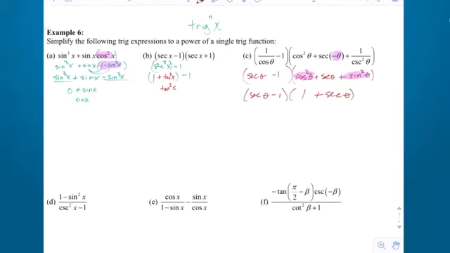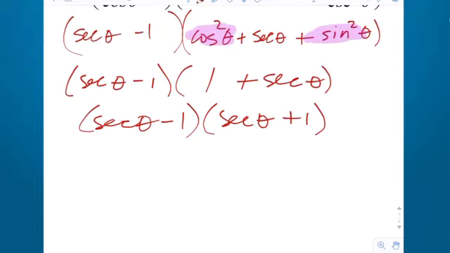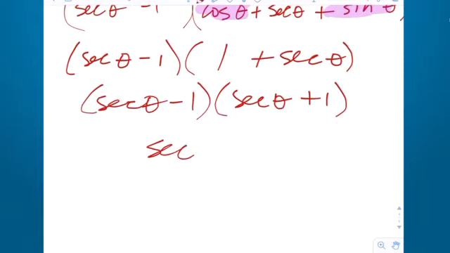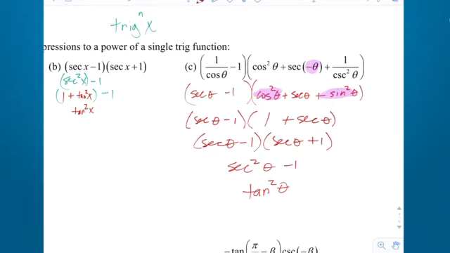It's the same as the previous problem. If you want to, subtraction is not commutative, but addition sure is. Now it's the product of two conjugates. We just had this. This is the previous problem in disguise. That's secant squared of theta minus 1, which is tangent squared of theta. So believe it or not, we have just constructed an identity.